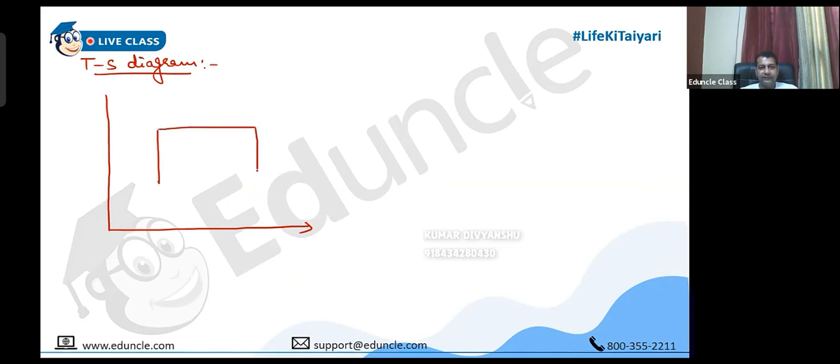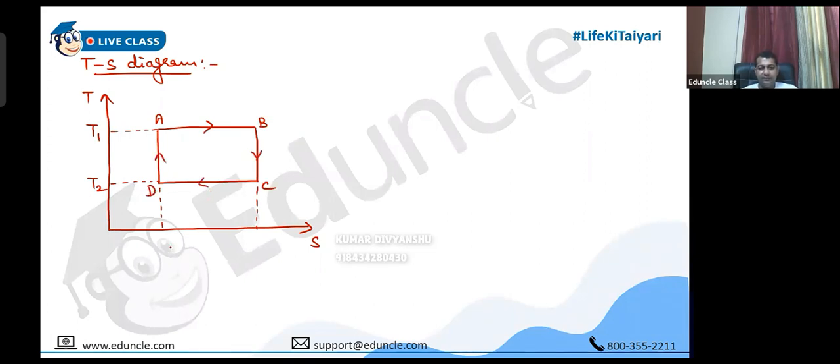It is a rectangle. A straight question can be asked: that Carnot cycle on TS diagram, what is the shape of that? So I'm representing S along the x-axis and T along the y-axis. T2, T1, A, B, C, D. Sa, Sb. Sb equal to Sc, Sa equal to Sd, Sb greater than Sa. Please check. This will be the diagram.